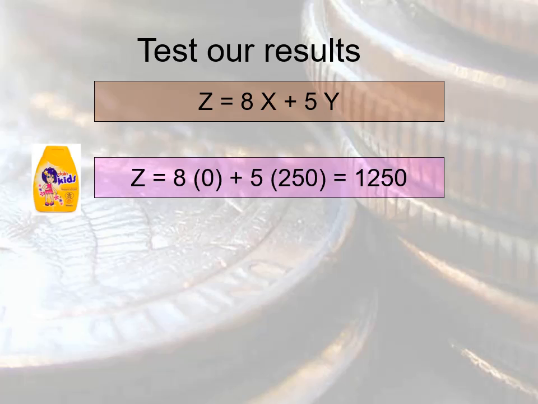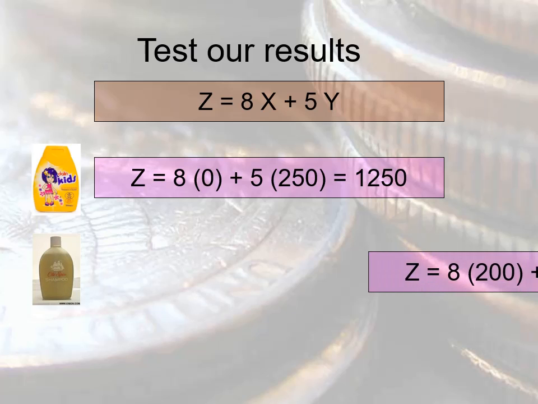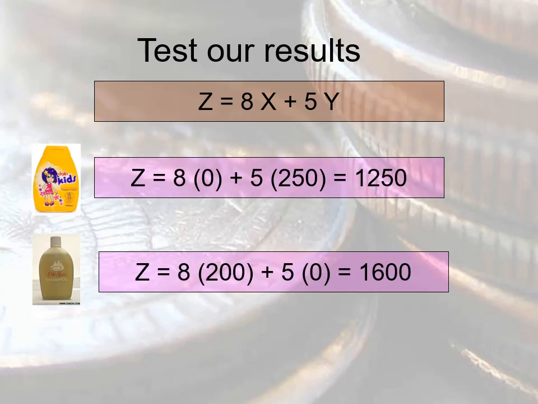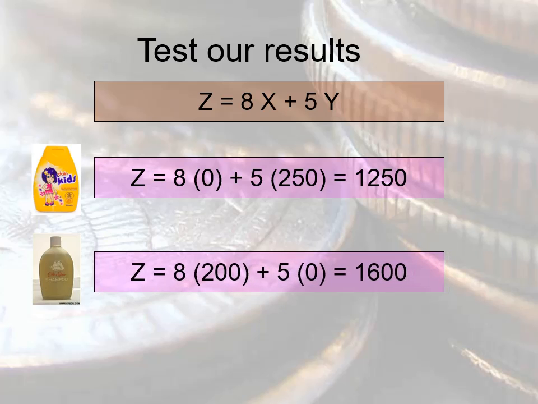So the end result will be 1250 Saudi Riyal per day. In case that we produce all of the quantity from adult shampoo, then we will replace y, which is kids shampoo, with 0. So 5 multiplied by 0 equal to 0, and 8 multiplied by 200, and 200 here is the maximum production of adult shampoo under the constraints explained earlier. So the end result will equal 1600 Saudi Riyal per day.